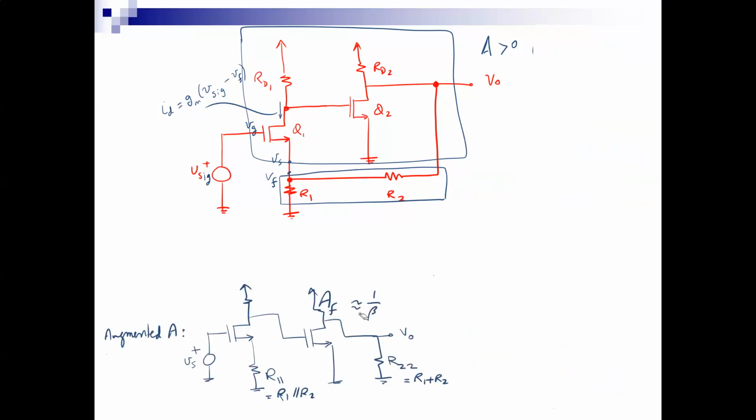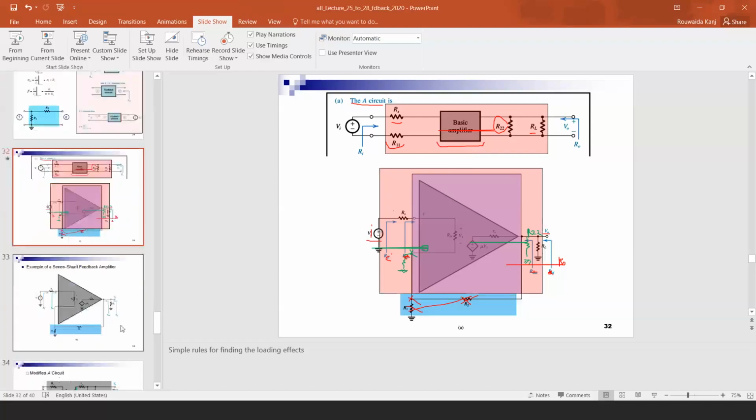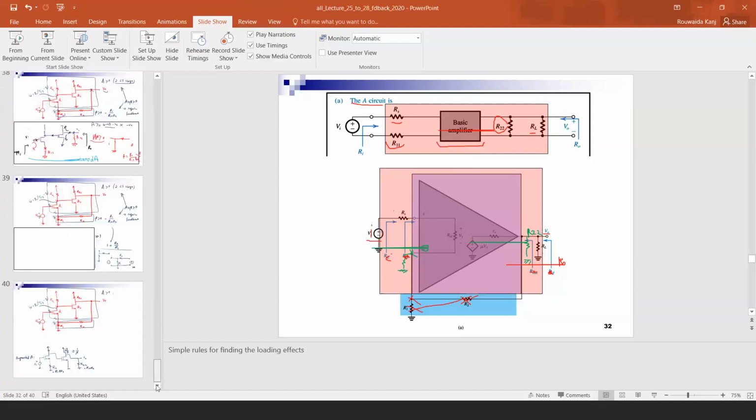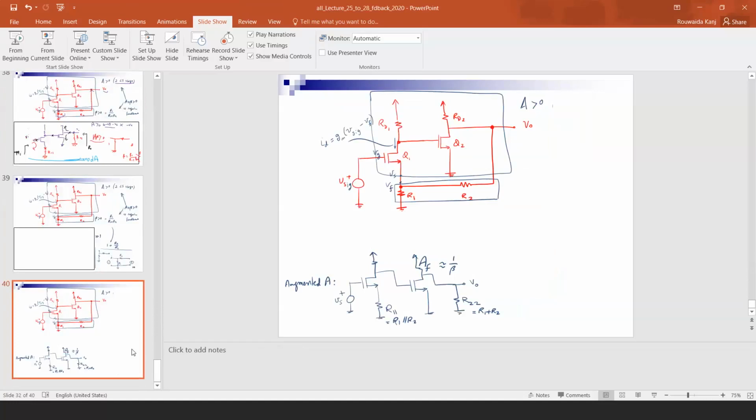We saw at first that AF is A over 1 plus A beta. If A is very large, the AF gain turns out to be approximately 1 over beta. So you can immediately figure out what its value is. Okay. So this concludes the slides on part 6, which is the full feedback amplifier analysis.